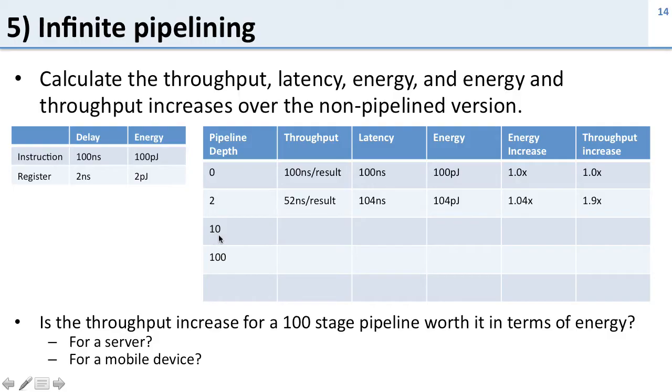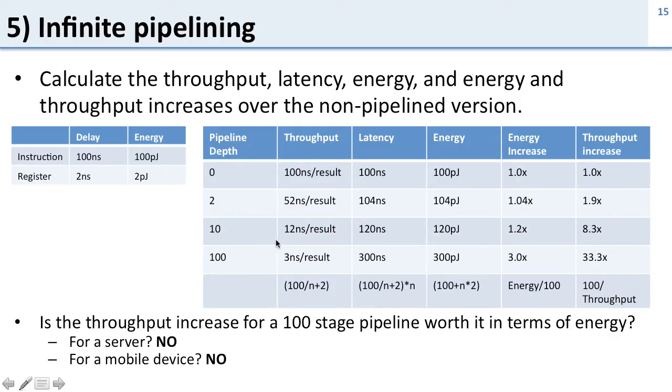What happens if we go up to a pipeline depth of 10? So if we go to a pipeline depth of 10, we're going to go up significantly in our throughput. So here our throughput is 12 nanoseconds. We've taken our delay, divided into 10, so each instruction takes 10 nanoseconds, each pipeline stage takes 10 nanoseconds plus 2 for the register.